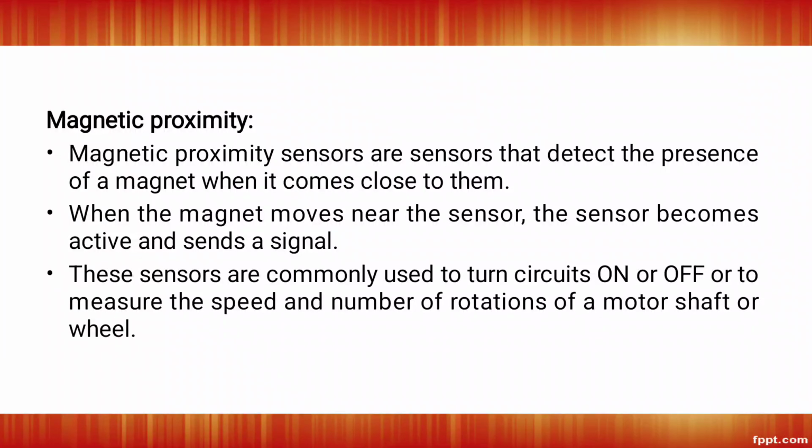Next are the types of proximity sensor. The first one is the magnetic sensor. It detects the presence of a magnet which comes close to it. When the magnet moves near, the sensor becomes active and sends a signal.